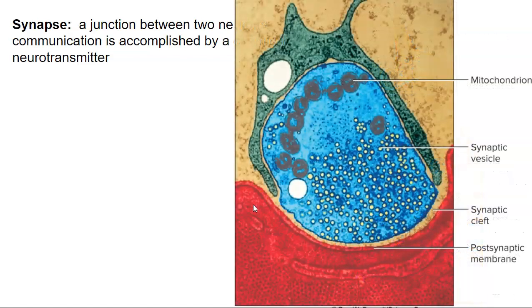Here's one under an electron microscope. This is the end of the axon, and all these little yellow buds are vesicles that are going to be releasing neurotransmitters into this synaptic cleft, and this would be an adjacent neuron.